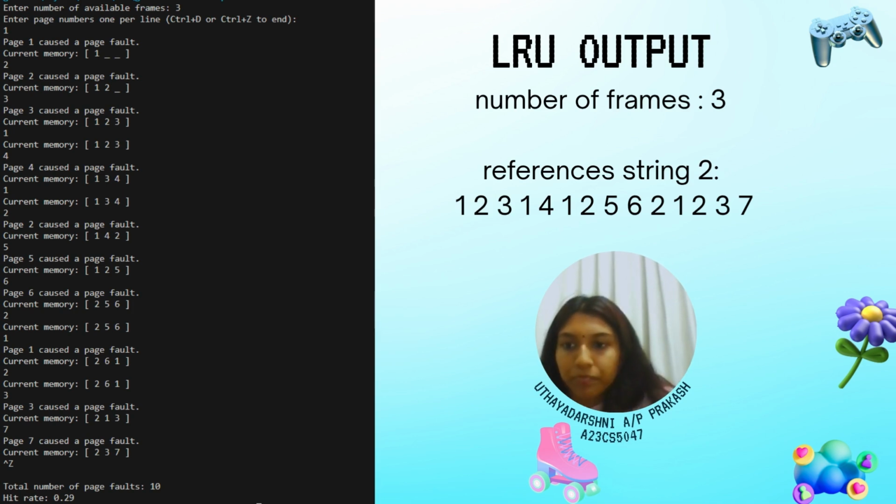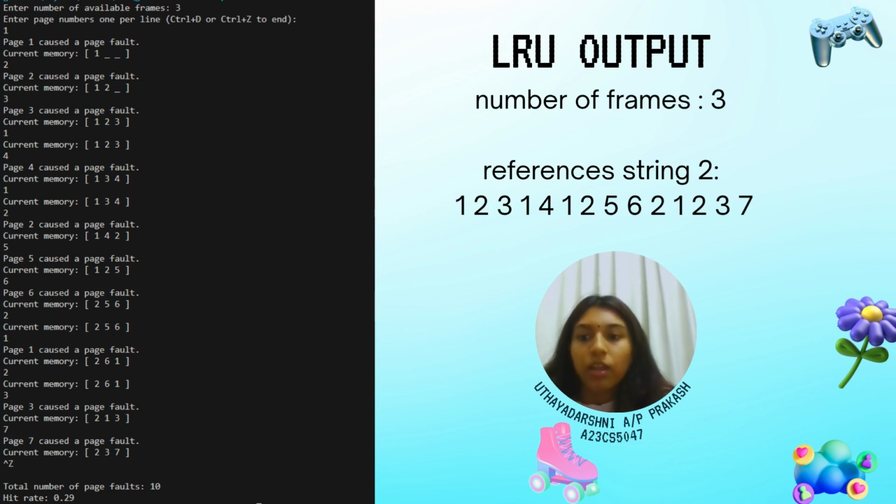So step 1, I entered 1. The memory is empty at first. Page 1 is not in memory, so we load page 1 into the memory. And step 2, we will load page 2 into the memory. So the current memory will become 1, 2. And step 3, page 3, we will load page 3 into the memory. So in the current memory we have 1, 2, 3. Now all the frames are full.